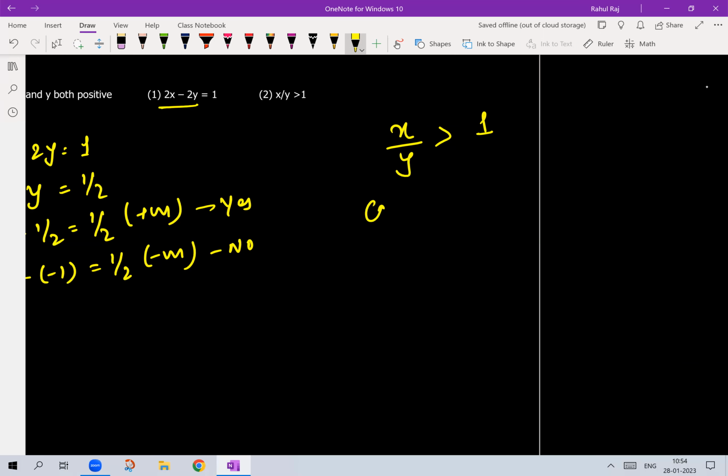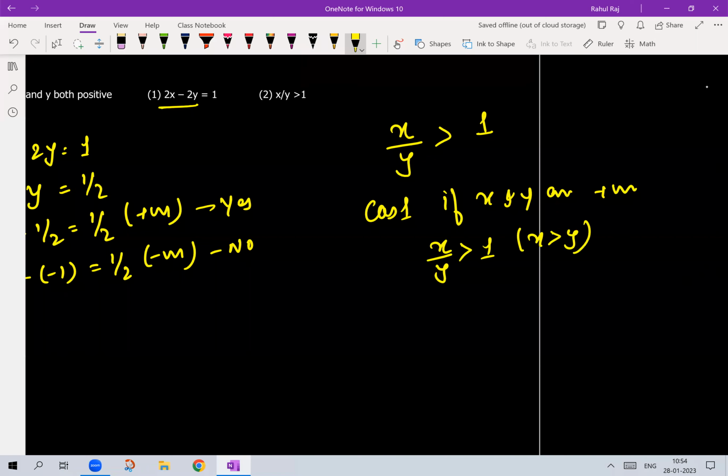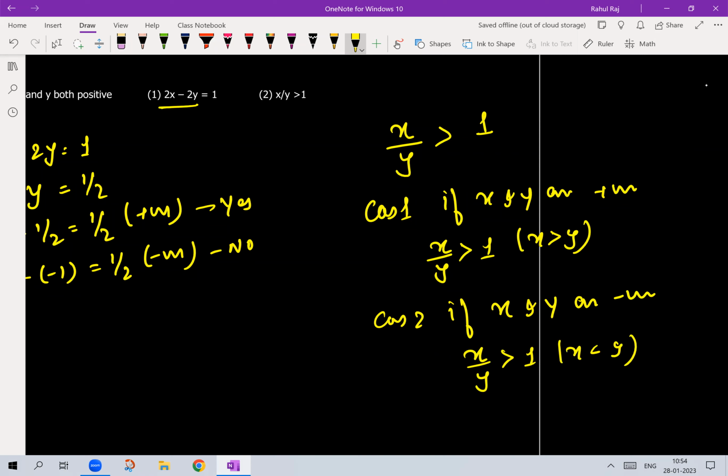So there are two cases. Case 1, if X and Y are positive, then for a fraction X over Y to be greater than 1, X should be greater than Y. Agreed? Case 2, if X and Y are negative, then for a fraction X over Y to be greater than 1, can I say X is less than Y? Is this understood?